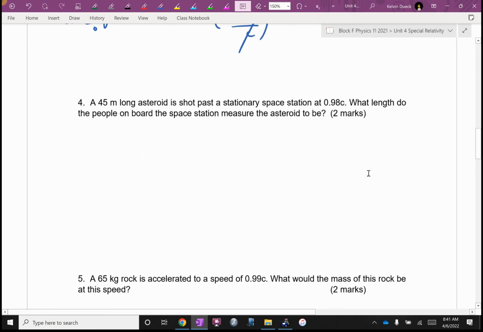An asteroid shot past a stationary space station. What length do the people on board the space station measure the asteroid to be? I'm imagining the asteroid is zipping past. I think the space station people will see it shorter. So I think this question is asking me to find L.